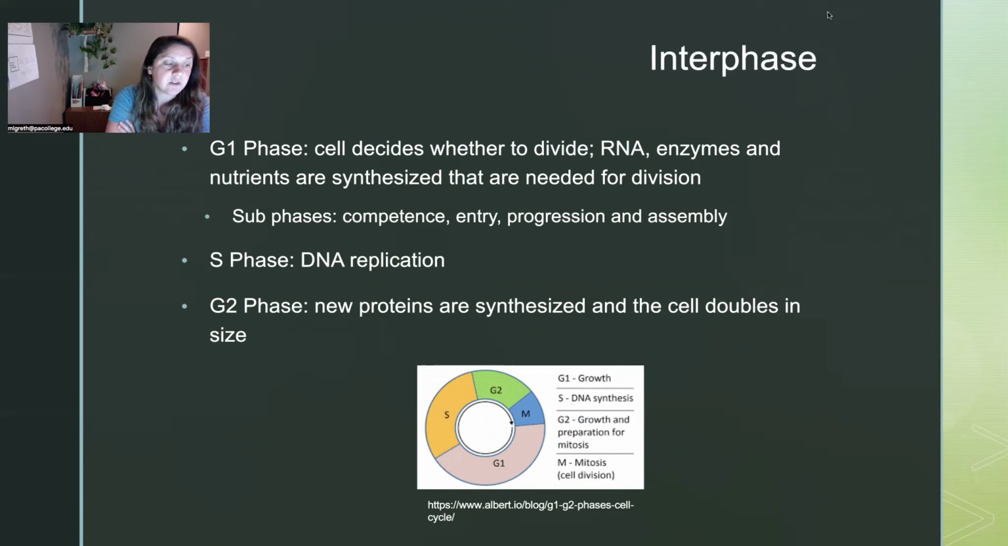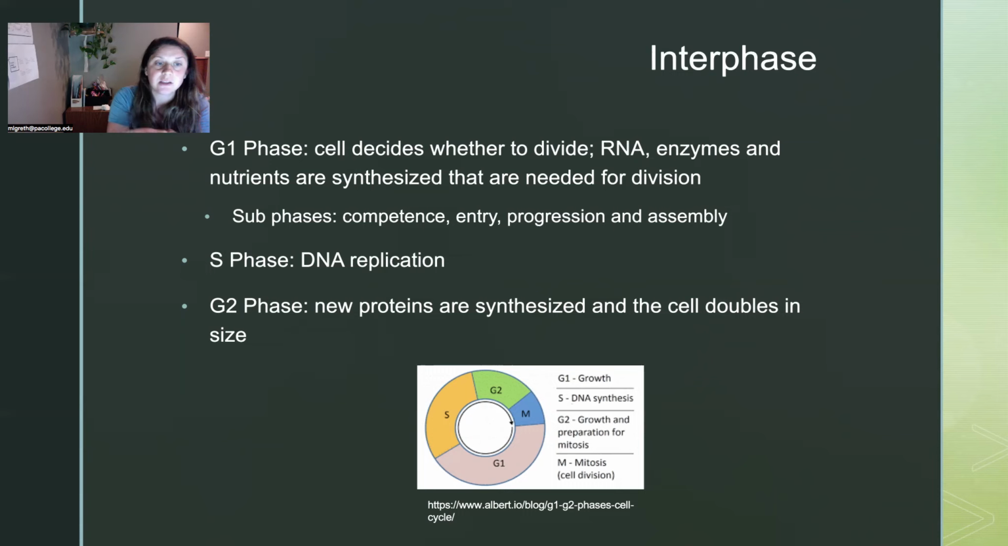So there are subphases in this G1 phase: the competence, the entry, progression, and the assembly. Competence is the absorption of the nutrients from the outside. Entry is when they enter the cell. Progression is the cell growth, and assembly is when all the parts come together to complete G1.